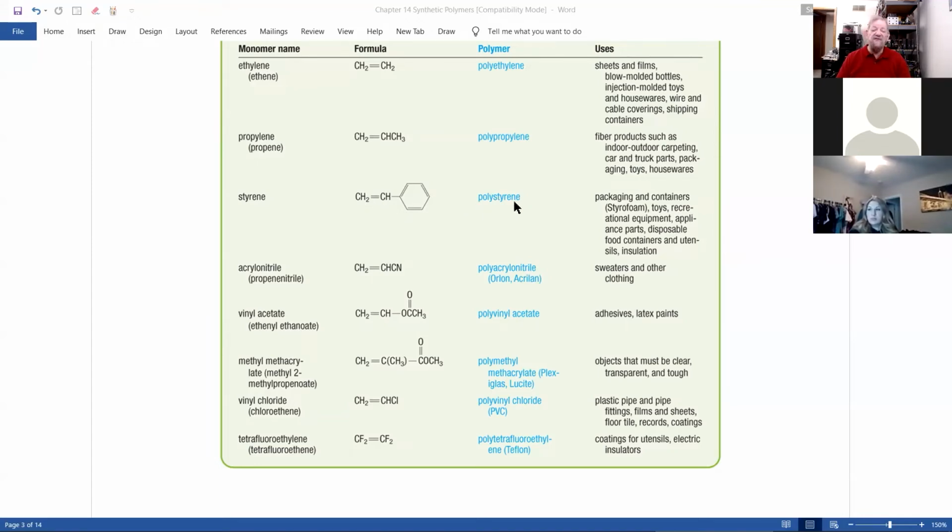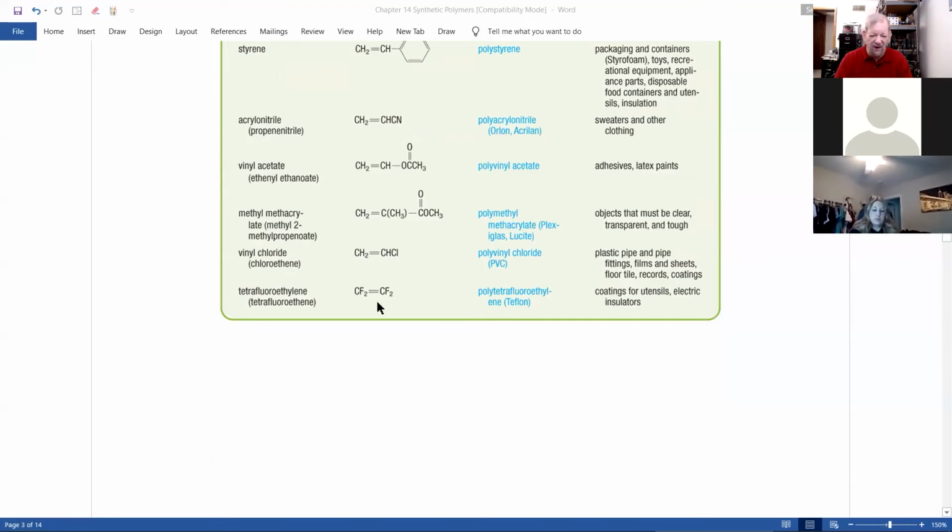Now, when L is a benzene ring, this is called styrene, and you make polystyrene. And if you make a foam out of that, how many of you have ever seen the white insulated cups to put hot or cold things in? That's polystyrene. Or the super cheap, lightweight, also white coolers that you can buy in many places. That's polystyrene.